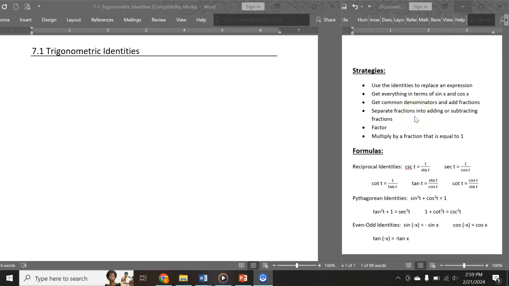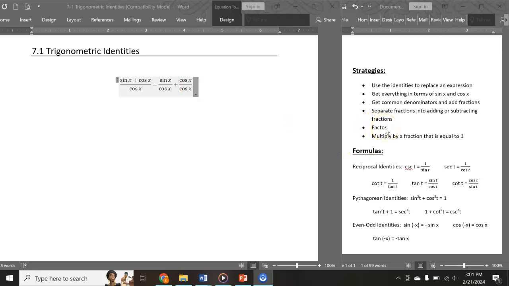Another strategy is to separate fractions into adding or subtracting of fractions. So that means if I have something like sine x plus cosine x over cosine x, I can separate that into sine x over cosine x plus cosine x over cosine x. I have this fraction where I have addition happening in the top, so I'm allowed to separate it out into two separate fractions. Now, if this had been subtraction, I would also be allowed to do it, but it only works if it's the numerator, not the denominator, that has the addition or subtraction.